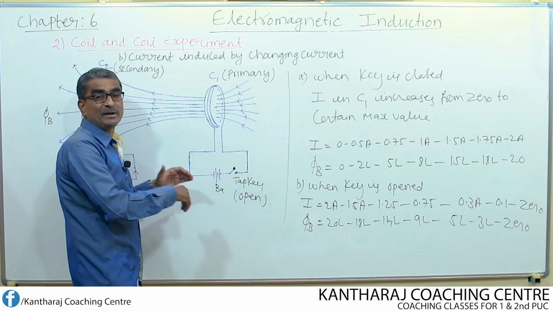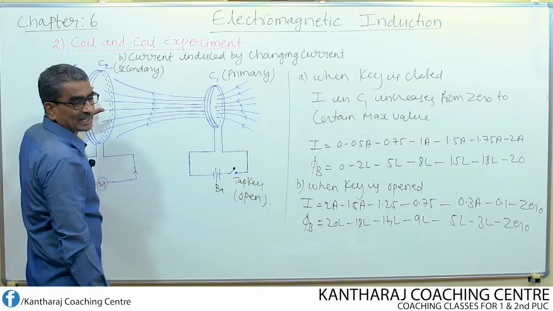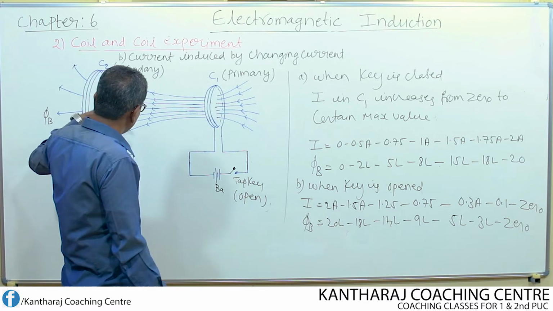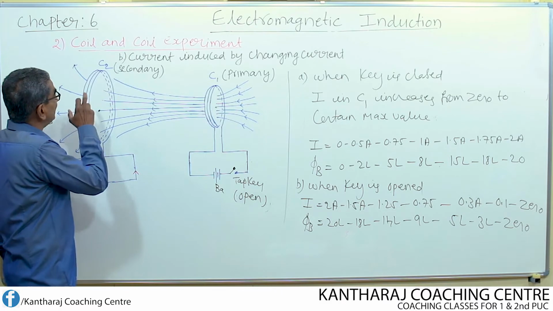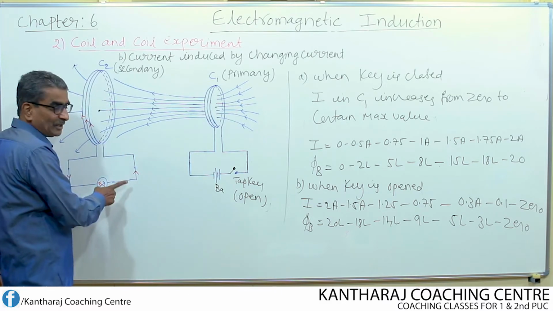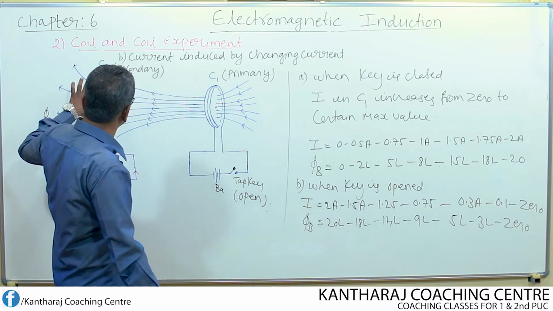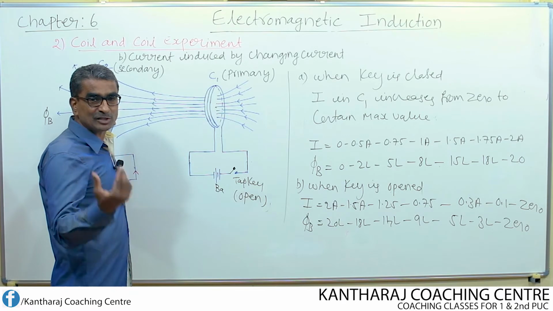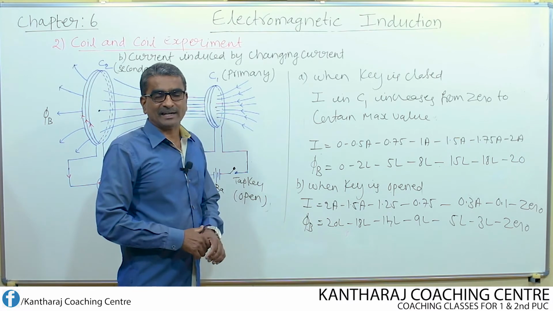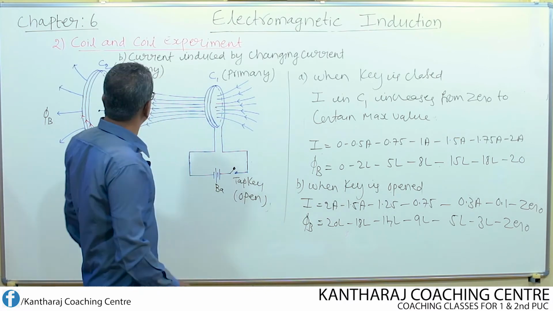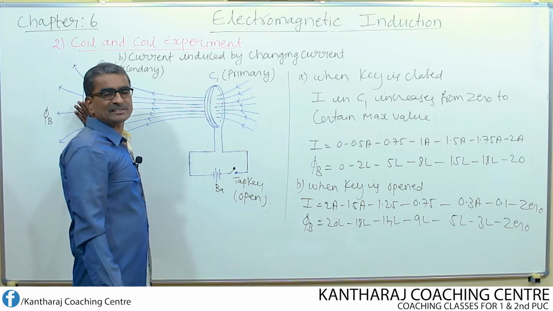If make and break is done very fast, then the flux change in the secondary coil takes place in large quantity. As a result, a larger EMF is induced in the secondary coil, and the deflection in the galvanometer also increases. So this is one method of increasing the induced current or induced EMF. How? By increasing the make and break. And another method of increasing the induced current is to increase the number of turns. In which coil? In the secondary coil.